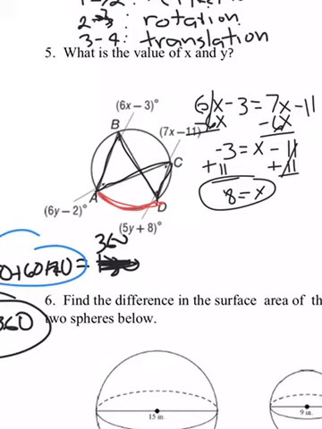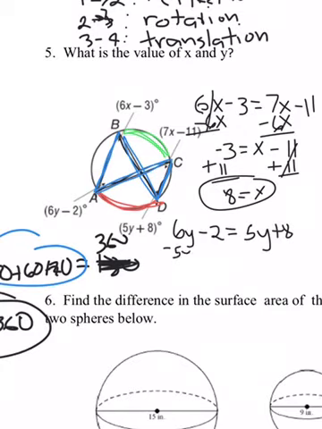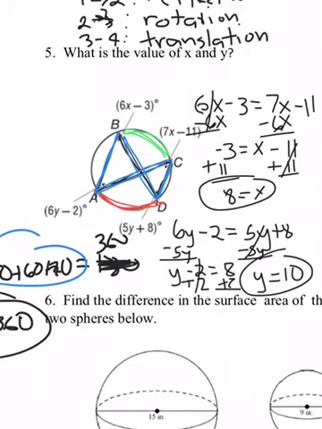Then in the opposite direction, A goes to BC, and D goes to BC, so those two are equal, and we get 6y minus 2 equals 5y plus 8, minus 5y minus 5y, plus 2, y equals 10.